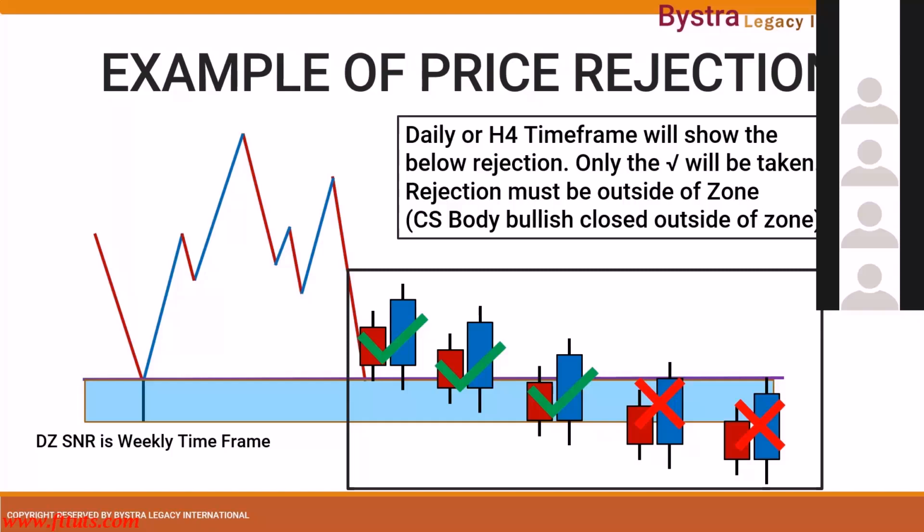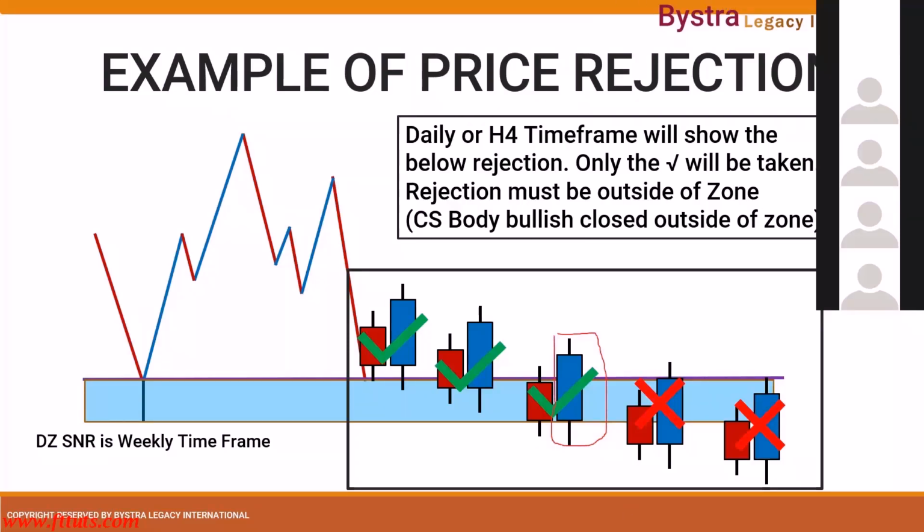Okay, I have a question for everyone. Right now, Ho mentioned that this is a danger zone SNR in the weekly time frame. Question to all of you: when the price rejects, which time frame should I look at for price rejection? Daily or H4? Or H1, weekly? H1, M15?